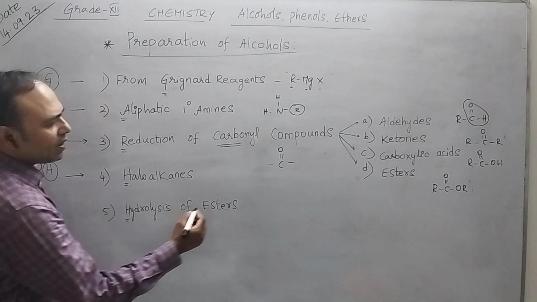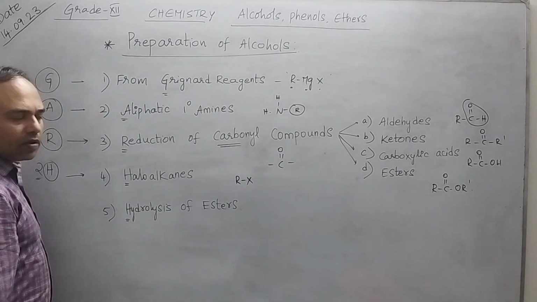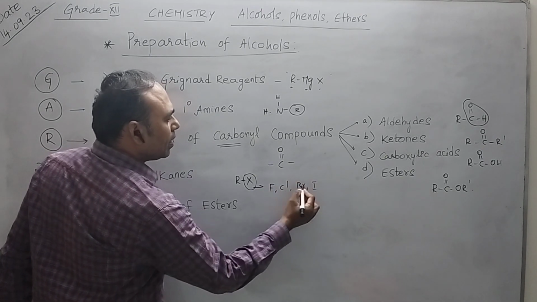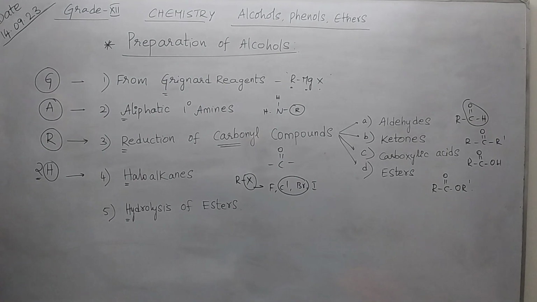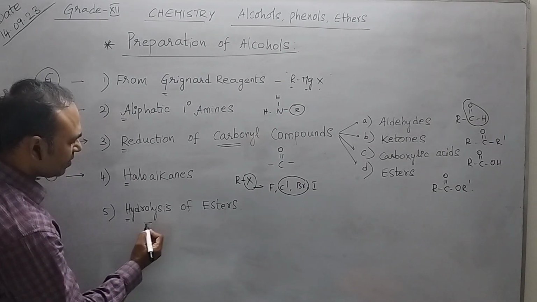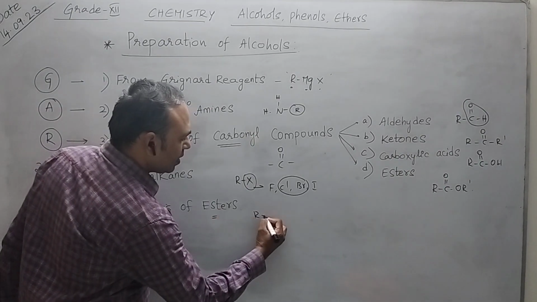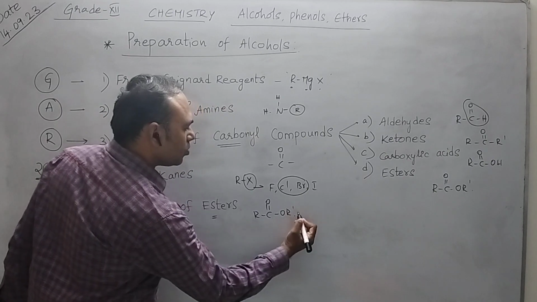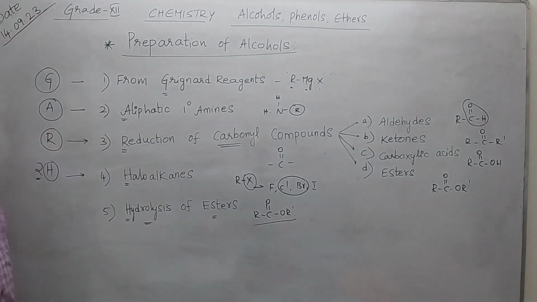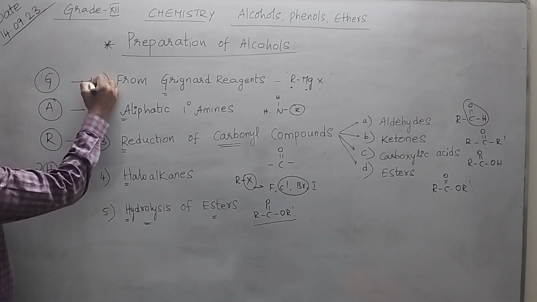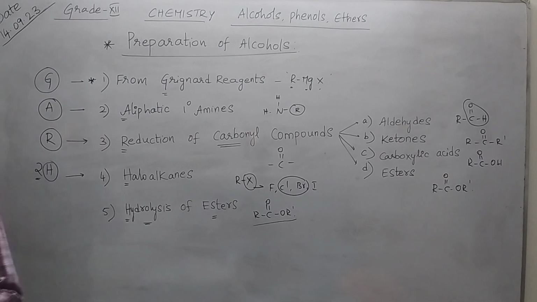Now the fourth one is haloalkanes. What is a haloalkane? RX, where X is equal to F, Cl, Br or I. Generally we use chloride and bromide. The last one is hydrolysis, that is splitting up of the compound in presence of water, that is again ester, nothing but RCOOR dash. So in presence of water we hydrolyze the ester and prepare alcohols. Hope you have understood this. Using GARH we can identify five important methods of preparation of alcohols. Now let's move to the first method, that is from the Grignard reagents.